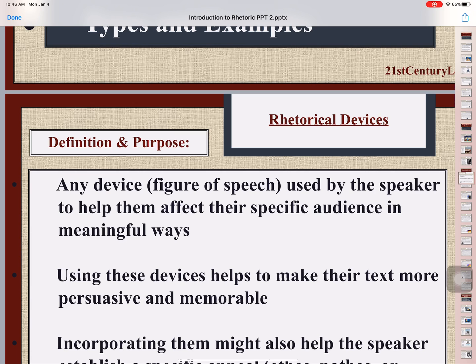So the definition: any device, a figure of speech, used by the speaker to help them affect their specific audience in meaningful ways. Ask not what your country can do for you, ask what you can do for your country, right? A type of parallel structure called chiasmus. That's powerful. That made us really believe in Kennedy. It made us humble that we were perhaps asking too much and not doing enough, right?